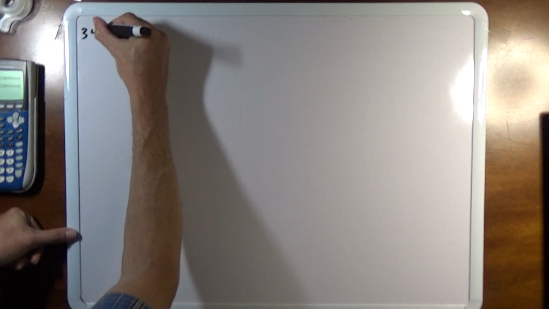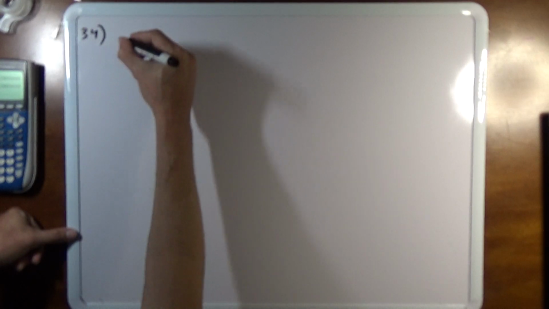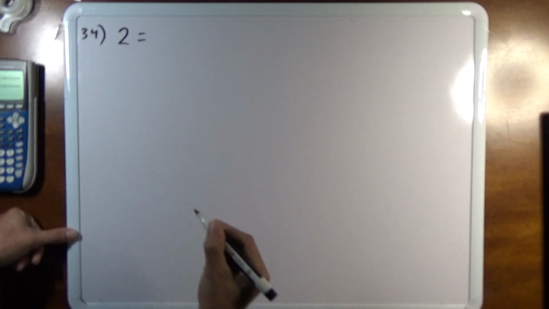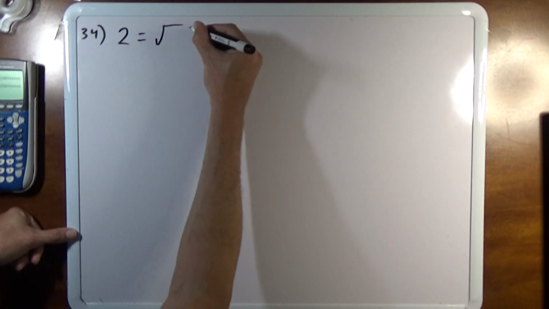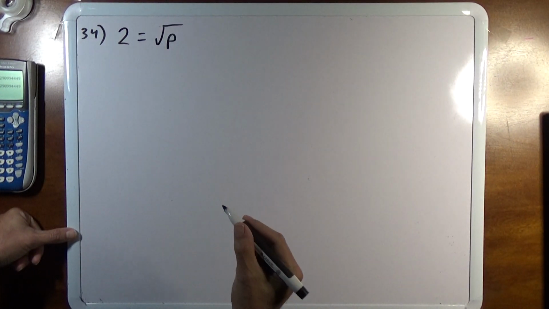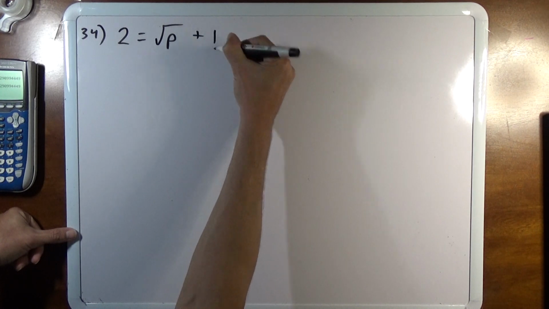Alright. Solve the equation, check your solution. 2 equals, this is what, 34? I'm starting with the second half of the review sheet. This is where I left off last class. So this is 2 equals square root of p plus 1. So that's not under the radical.